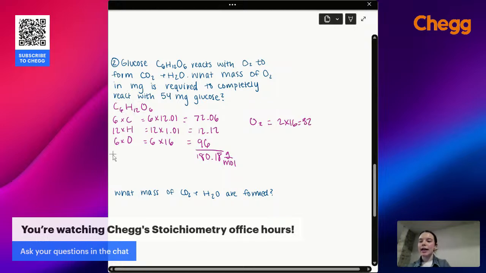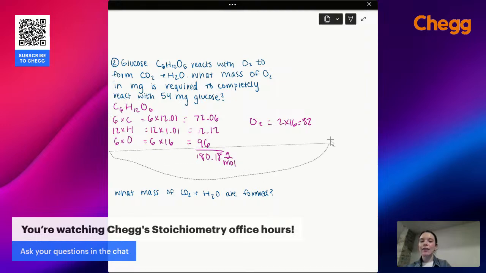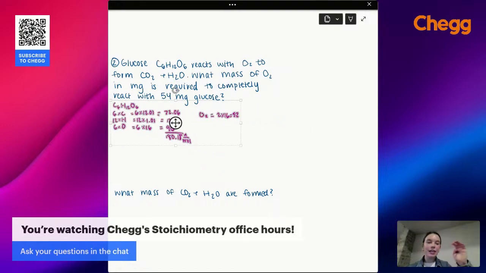All right, now that we have that, it is time to solve our problem. Those are just key components that we're going to need. Now we need to get from our 54 milligrams of glucose to our milligrams of oxygen. So if I start with 54 milligrams of glucose, my conversion from molar mass is only grams to mole. So I'm just going to put milligrams of G for glucose. So then I need to go to grams of glucose. I know 1 gram has 1,000 milligrams.